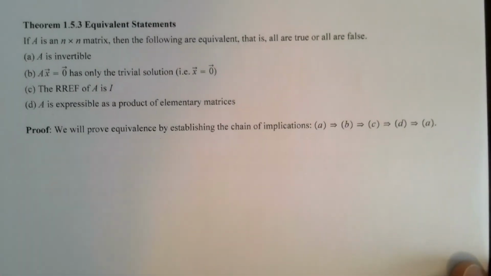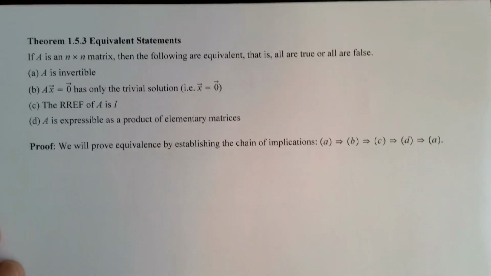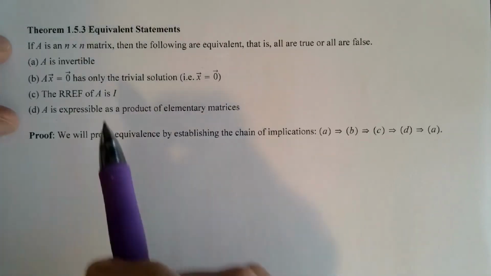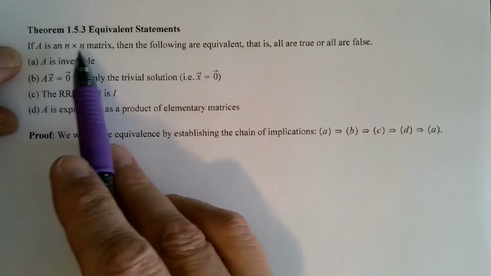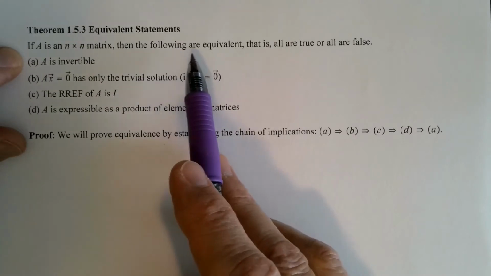Okay, we are ready to look at this very important theorem that we'll be working on and adding to throughout the semester. The book calls it the equivalent statements. It's essentially the statements that are equivalent to a matrix A being invertible. And so let's talk about that. If A is an n by n matrix, so square, then the following statements are equivalent.